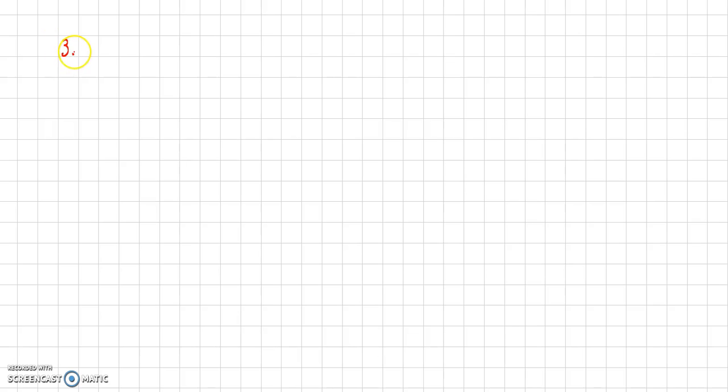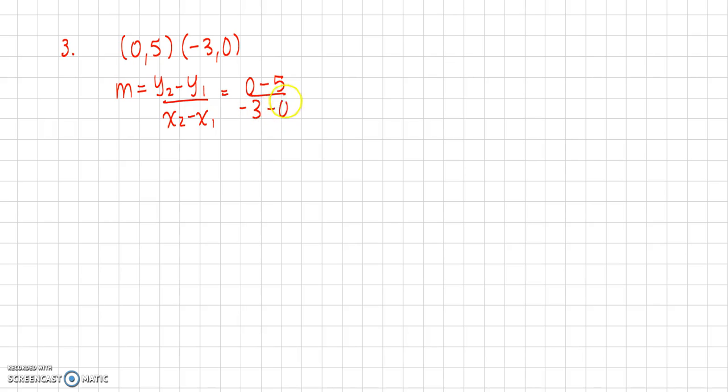Okay, number 3 says, what is an equation of the line with a y-intercept of 5 and x-intercept of -3? So first of all, let's find the slope. We have the y-intercept, which is (0, 5), and the x-intercept, which is (-3, 0). To find the slope, remember it is y2 minus y1 over x2 minus x1. So I'm going to do 0 minus 5 over -3 minus 0.